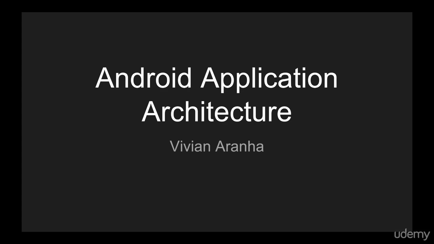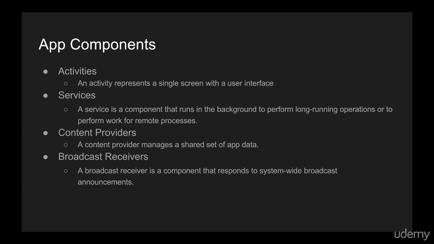App components are the essential building blocks of an Android app. Each component is a different point through which the system can enter your app. Not all components are actual entry points for the user, and some depend on each other, but each one exists as its own entity and plays a specific role. There are four different types of app components. Each type serves a distinct purpose and has a distinct life cycle that defines how the component is created and destroyed. The four different app components are activities.